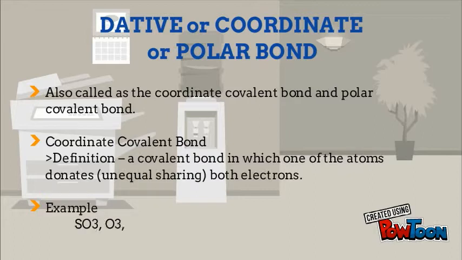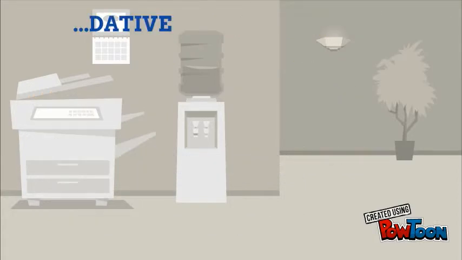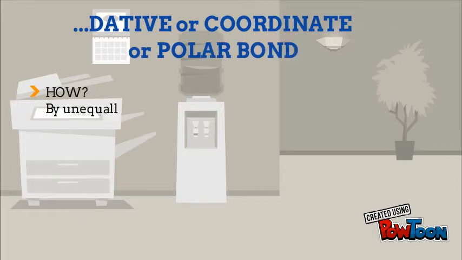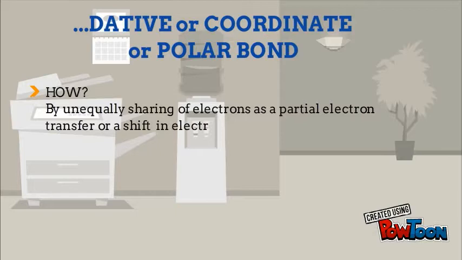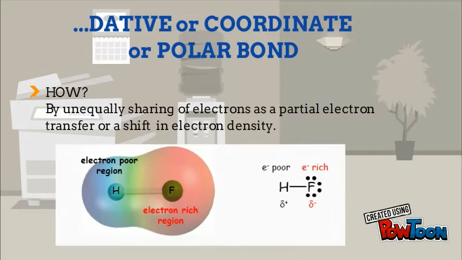Examples: SO3, O3, SO4 2-, PO4 3-, SO2, NO3, CO. Continue from dative or coordinate or polar bond. How? By unequal sharing of electrons, as a partial electron transfer or a shift in electron density.